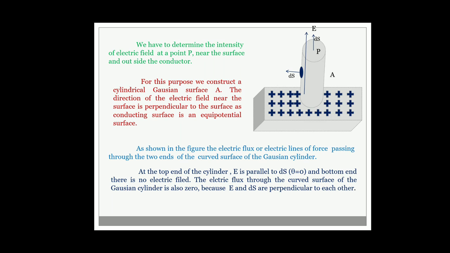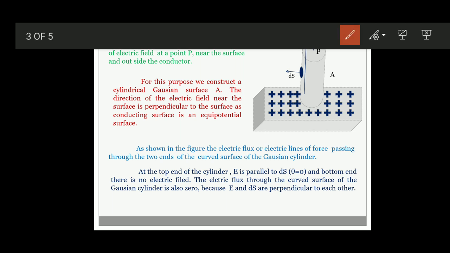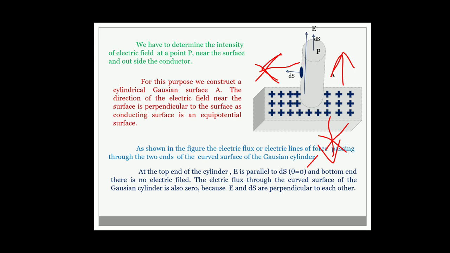pass through the two ends of the curved surface of the Gaussian cylinder. At the top of the cylinder, E is parallel to ds along this direction, where electric field E and ds are parallel to each other, so theta is equal to 0. At the bottom end, there are no lines of force, so the intensity of electric field is 0, or flux is 0. And at the curved surface, no lines of force move along this direction, so the flux is also 0.